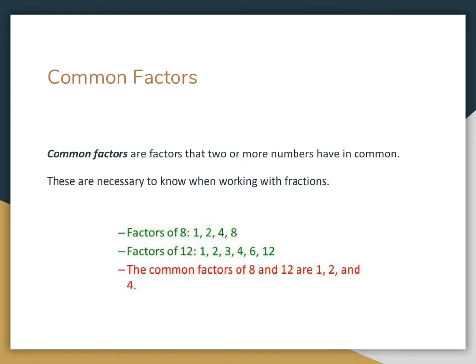Common factors are factors that 2 or more numbers have in common. It is necessary to know how to find common factors when working with fractions. Here's an example for you. Already listed for you are the factors of 8, 1, 2, 4, and 8, and the factors of 12, 1, 2, 3, 4, 6, and 12. The common factors of 8 and 12 are 1, 2, and 4, because they appear in both lists.